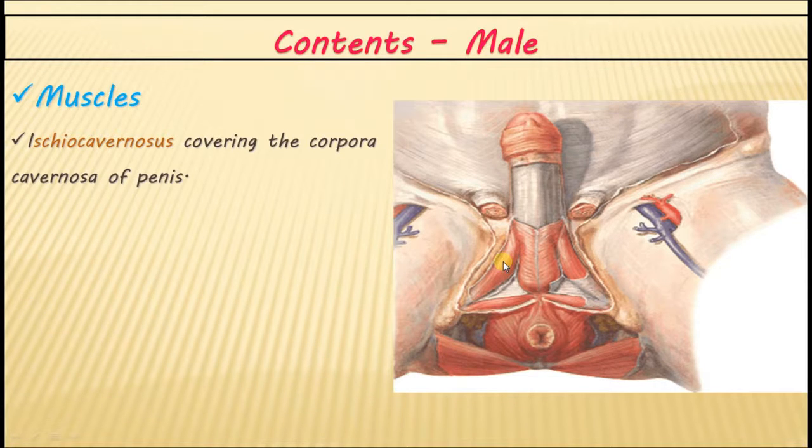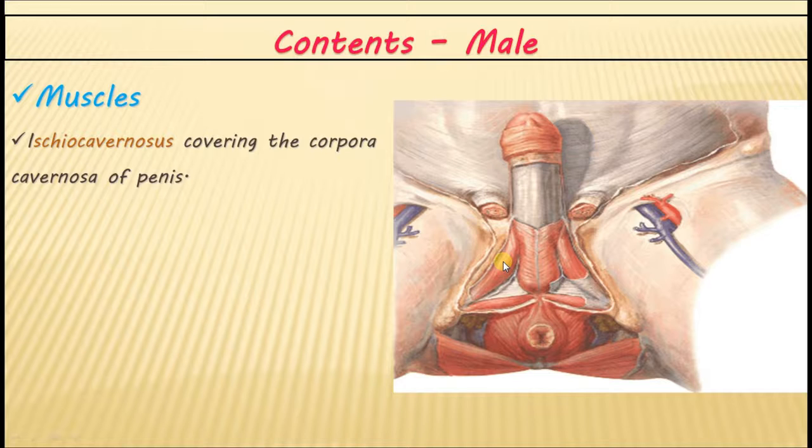Now, the corpora cavernosa consist of cavernous spaces. During erection, this muscle compresses the cavernous spaces, and thereby it helps to retain the erection of the penis in males. So in males, the cavernous spaces are actually filled with blood. Okay, and then there is the impedance of venous return.